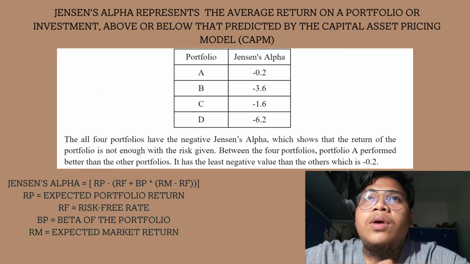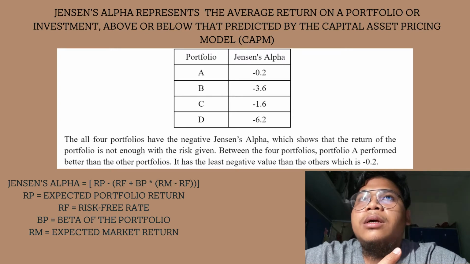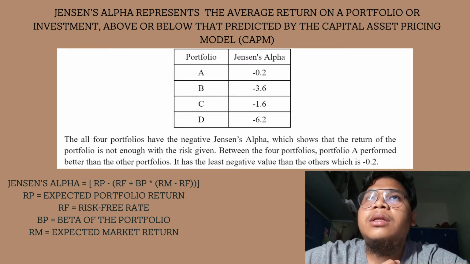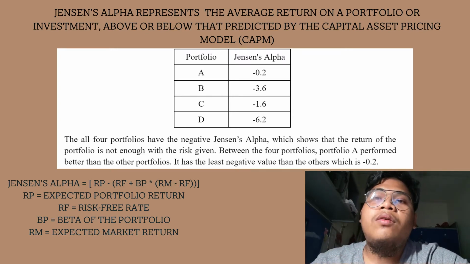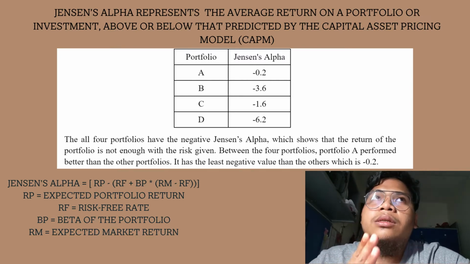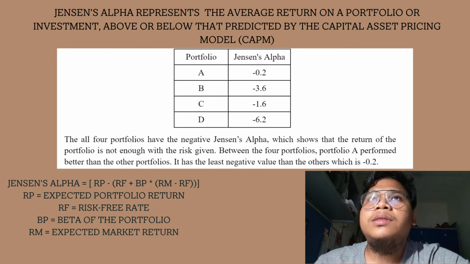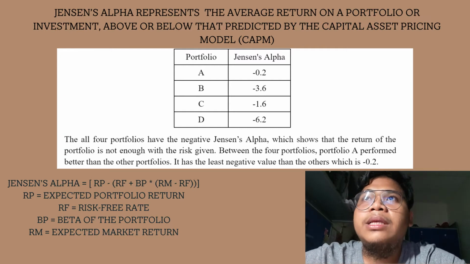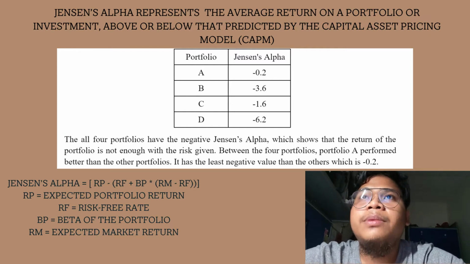To understand what the Jensen alpha measurement is, it represents the average return on a portfolio or investment, and the value shows whether the portfolio performs above or below that predicted by the capital asset pricing model, which is CAPM.